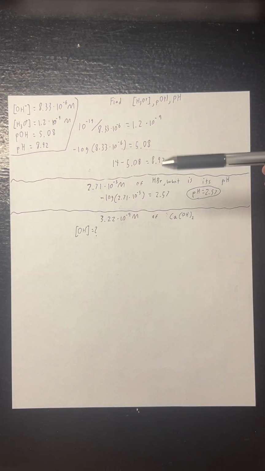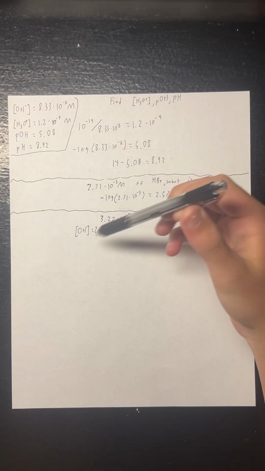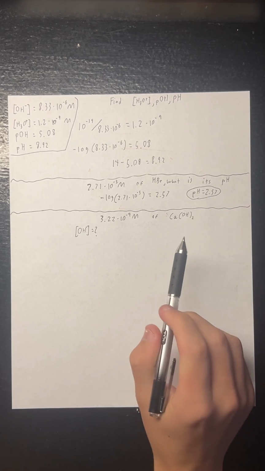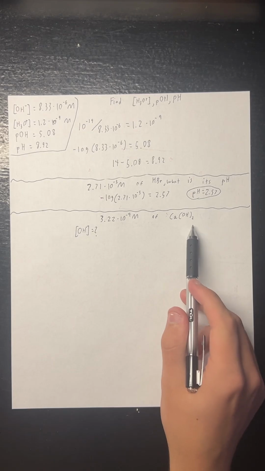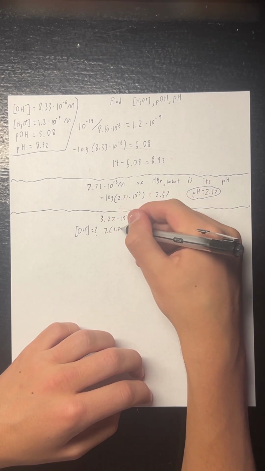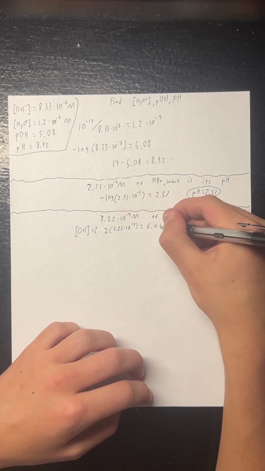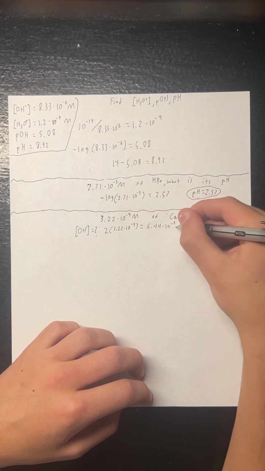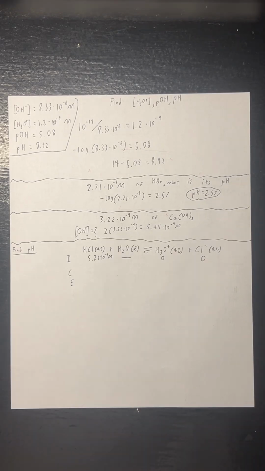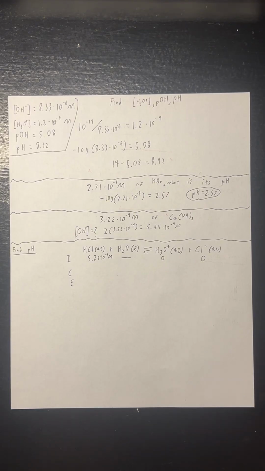Okay, our next one is 3.22 times 10 to the negative 4 molar of CaOH2. And our question is, what is the concentration of the OH minus? So we have to make sure that we know that there's the 2 here. With this 2, that means we have to multiply, which is really simple. 2 times 3.22 times 10 to the negative 4 comes out to be 6.44 times 10 to the negative 4 molar of our OH minus concentration. So really simple.